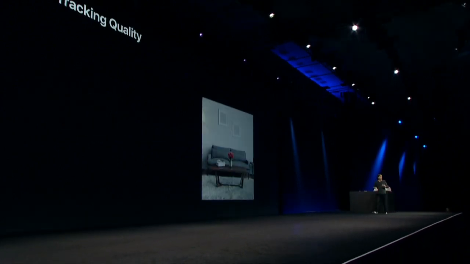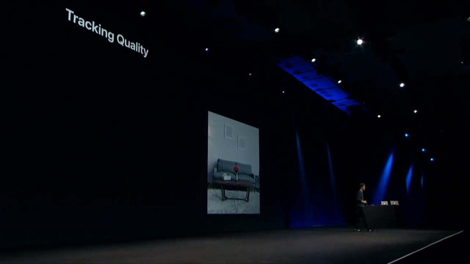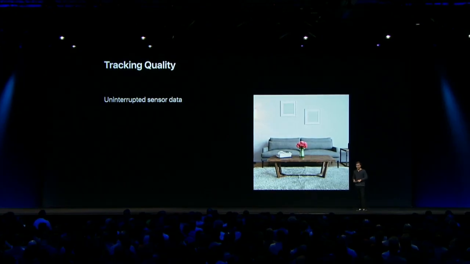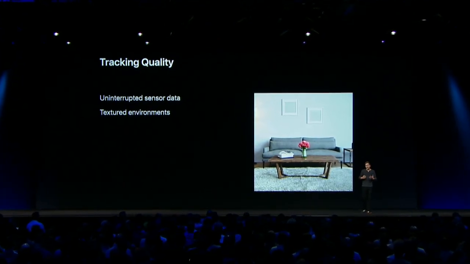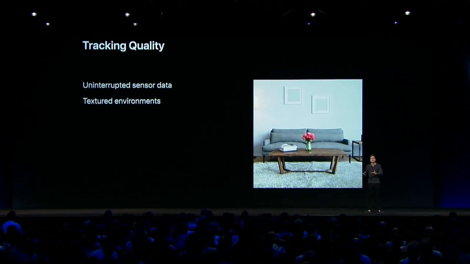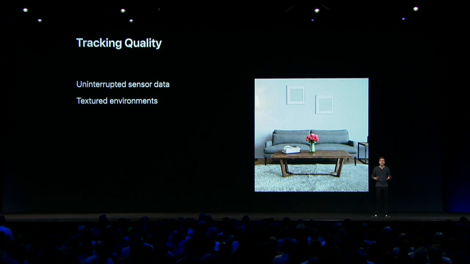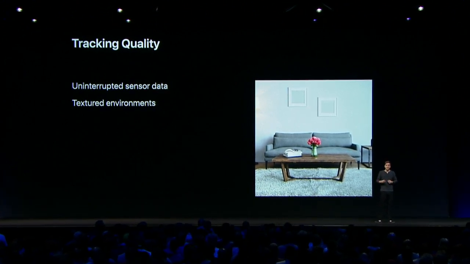So now that you've seen a demo using ARKit's tracking, let's talk about getting the best quality from your tracking results. First thing to note is that tracking relies on uninterrupted sensor data. This just means if camera images are no longer being provided to your session, tracking will stop. We'll be unable to track. Next, tracking works best in well-textured environments. This means we need enough visual complexity in order to find features from your camera images. So if I'm facing a white wall, or if there's not enough light in the room, I will be unable to find features, and tracking will be limited.